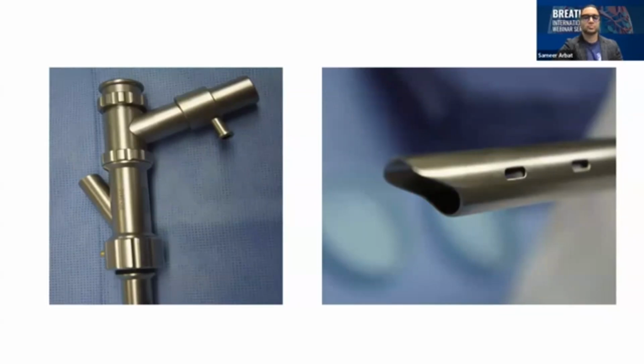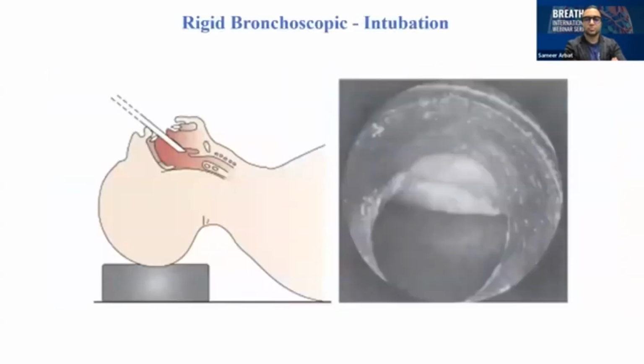The distal end is beveled, and this helps to prevent any trauma to the vocal cords while intubating. So this is how rigid bronchoscopic intubation is done. Generally, the patient is placed with the neck extended and supported, and then you pass your rigid bronchoscopic assembly.